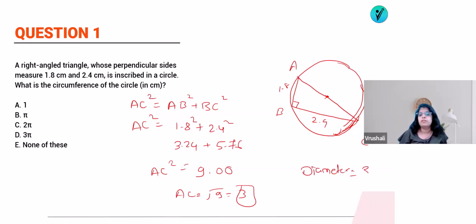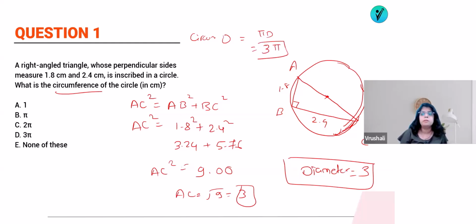The hypotenuse is equal to the diameter for the right angle triangle. So they have asked you the circumference of the circle. So what is the circumference of a circle? Circumference of a circle in terms of the diameter is equal to pi d. So where the value of diameter is 3, that means it will be equal to 3 pi. Option number D will be the answer. That's it. Easier. Now let's jump on question number 2.